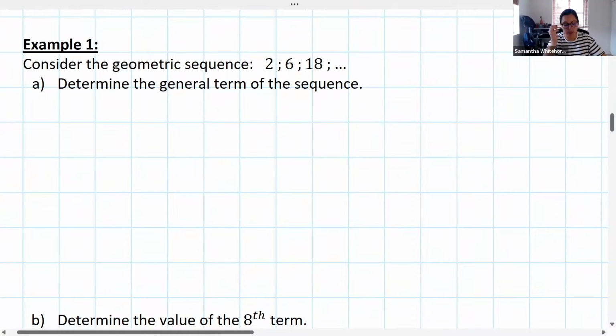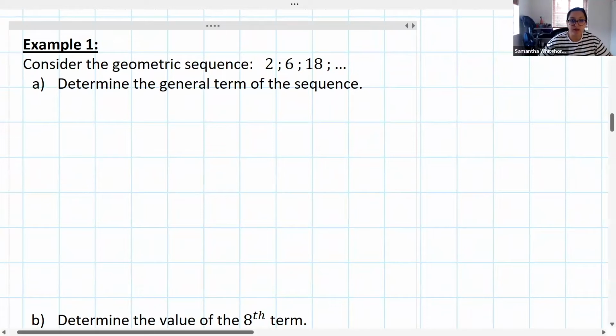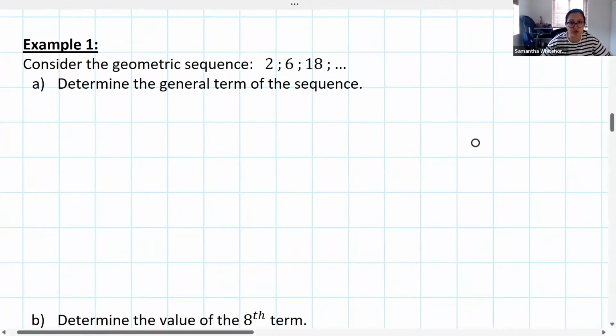Consider the geometric sequence 2, 6, 18, etc. So there's two questions here that we have to answer. We'll get to them in time. But the first thing, and I say this every single time we've looked at an example in terms of number patterns or in terms of sequences, the first thing that we always do is, because we've been told it's a geometric sequence, in this case, we're going to work out what our constant ratio is.